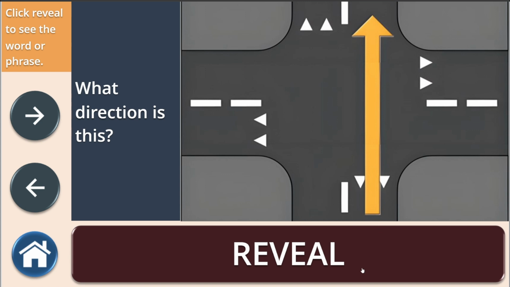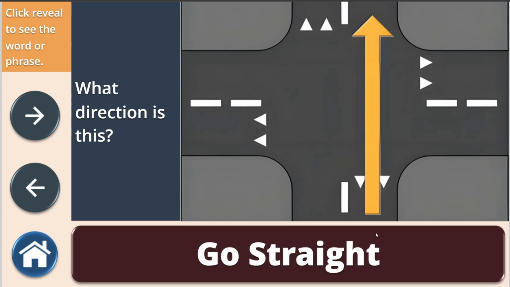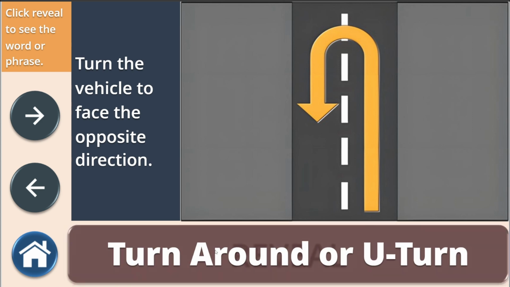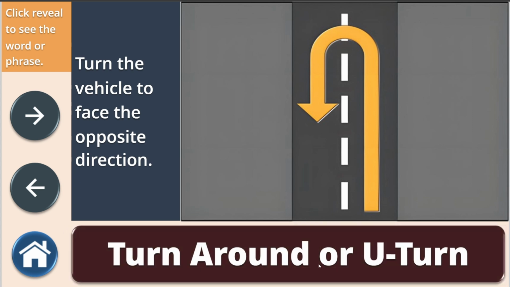Next, we have straight or go straight. And whenever you're at an intersection, you can normally go left, go right, or go straight. Of course, if you're maybe going in the wrong direction, you can turn the vehicle to face the opposite direction and turn around, or make a U-turn. Sometimes you'll see signs that say, no U-turns allowed.